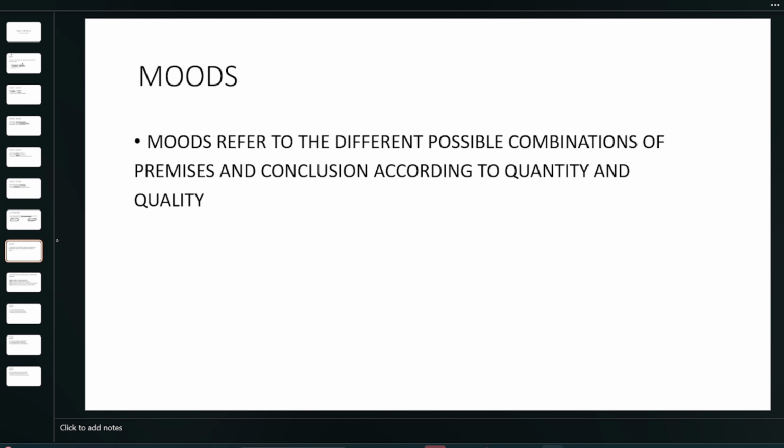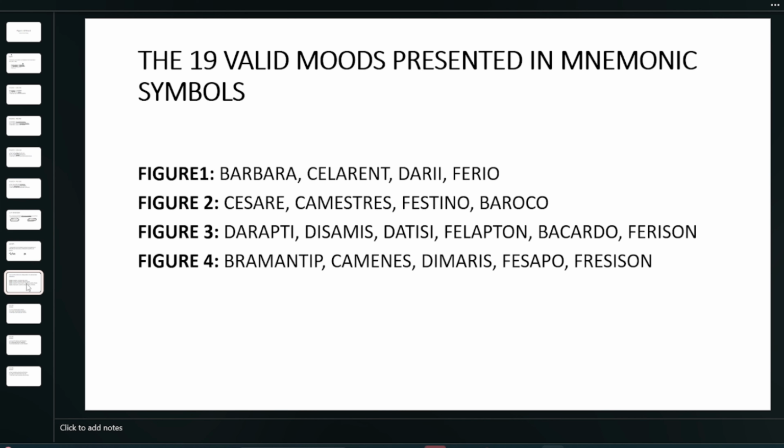Now, moods. Moods refer to the different possible combinations of the premises and conclusion according to quantity and quality. There are 256 combinations. However, only 19 of them are valid. What are these 19 moods, you say? They are presented in mnemonic symbols. To make this easier, you don't have to memorize all of them at once. You just have to memorize them figure by figure.